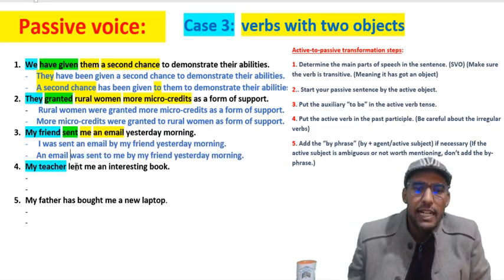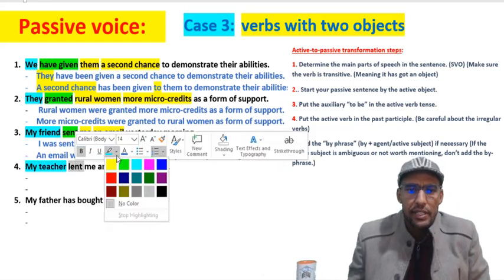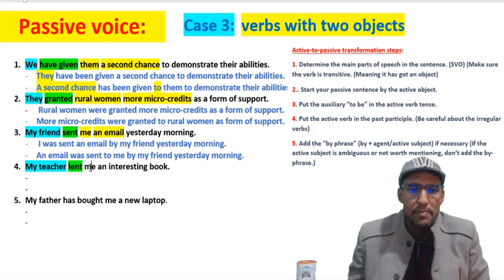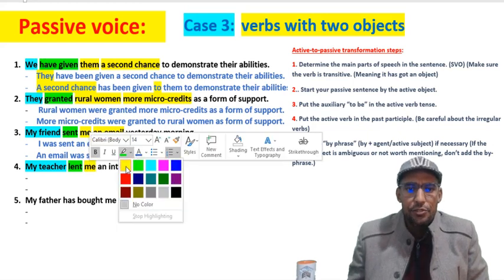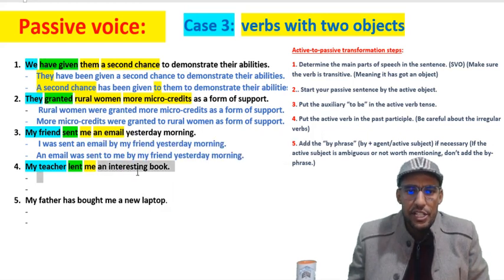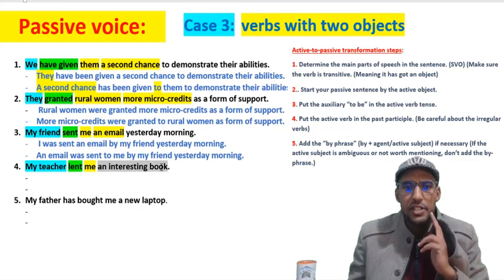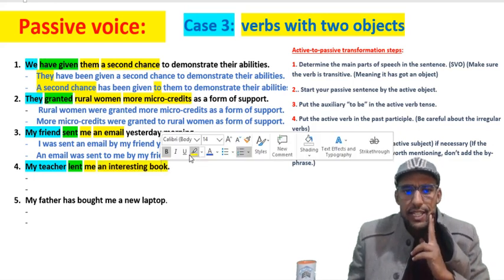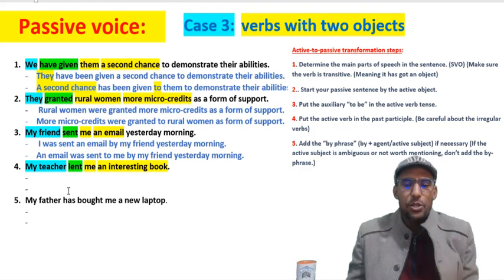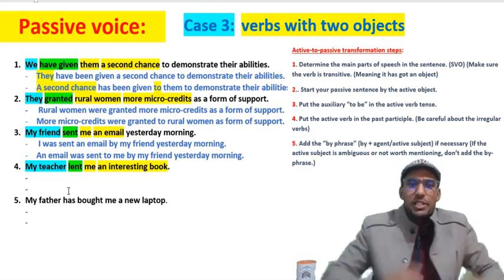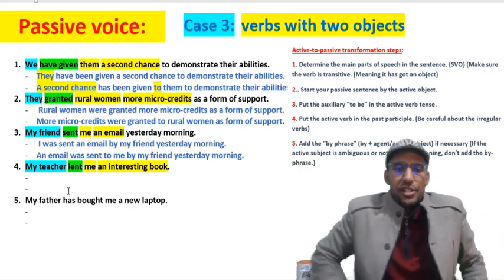and then number 2, lent. This is the verb. Let's put it in green, right? And then me again is the first object, which is the indirect object, and an interesting book. This is the second object, or the direct object. The book here, together with the adjective interesting.